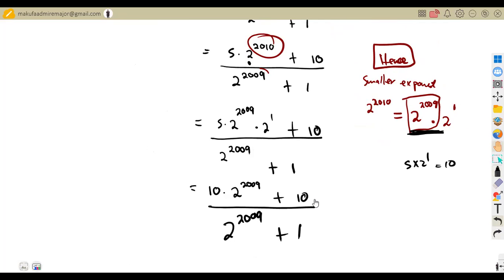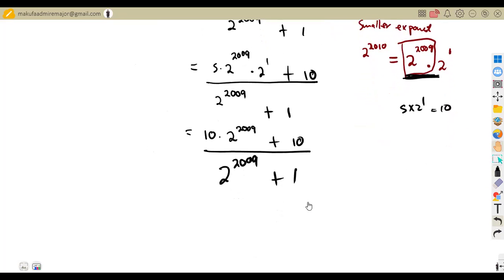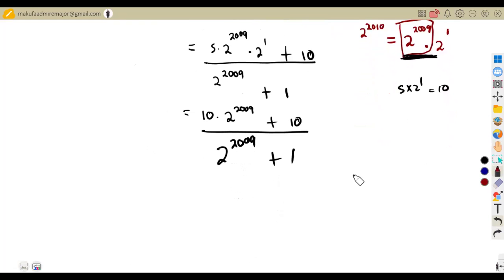What are we seeing that we can do? We can see that on the numerator here, there's something common, 10 and 10. So by our factorization, we can factor out this 10, a common term. So if we factor out this 10, what do we remain with? If we divide here by 10, we are going to remain with 2 to the exponent of 2009.